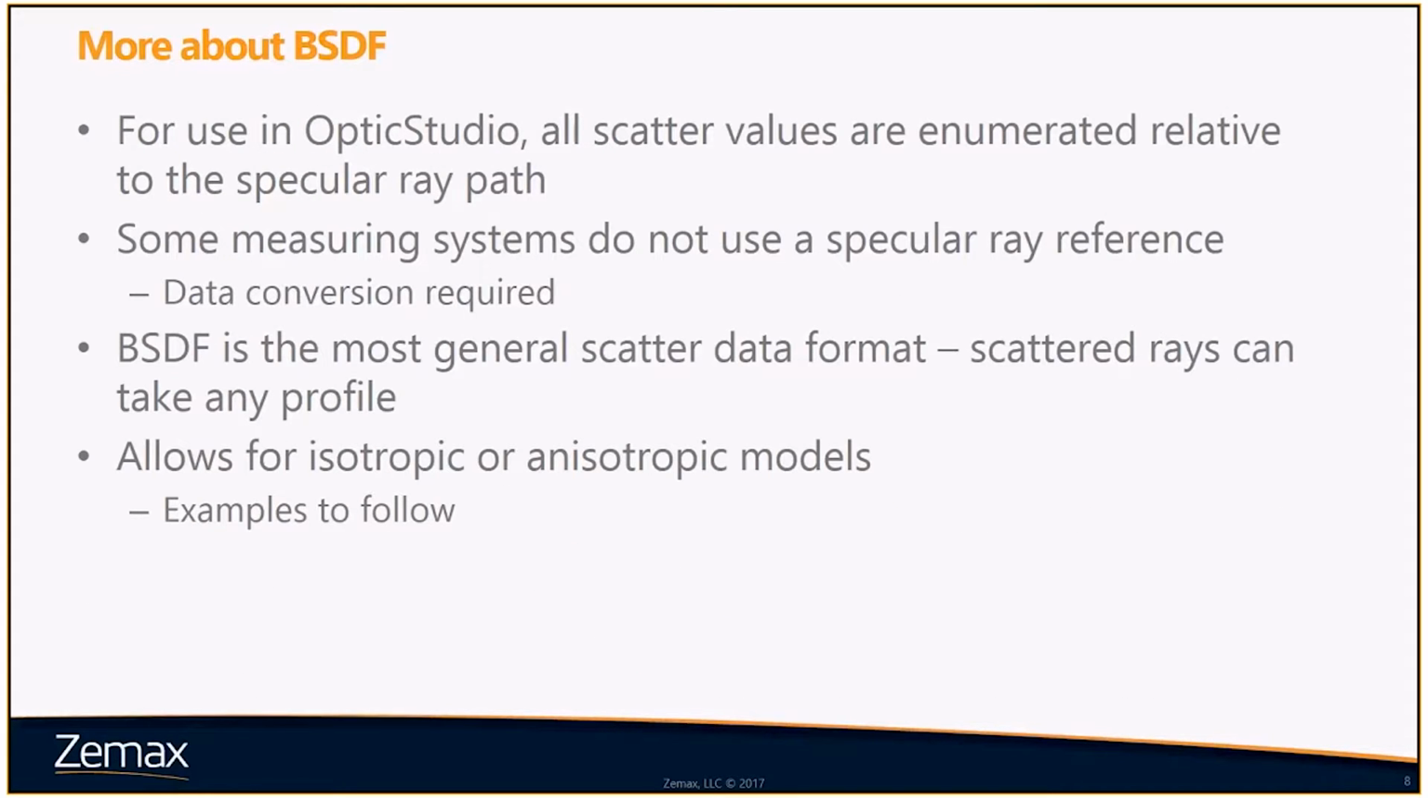So the most important aspect of using BSDF data is to remember that it is enumerated relative to the specular ray path. So anytime you're looking at a particular angle, like polar and azimuthal angle in space, that needs to be measured relative to where the specular ray would have gone. This is not always the case for all measurement systems. So some measurement systems will output data with some other fixed reference. But in order to use that data in OpticStudio, you would need to convert your data from a fixed reference to this relative to the specular ray type reference.